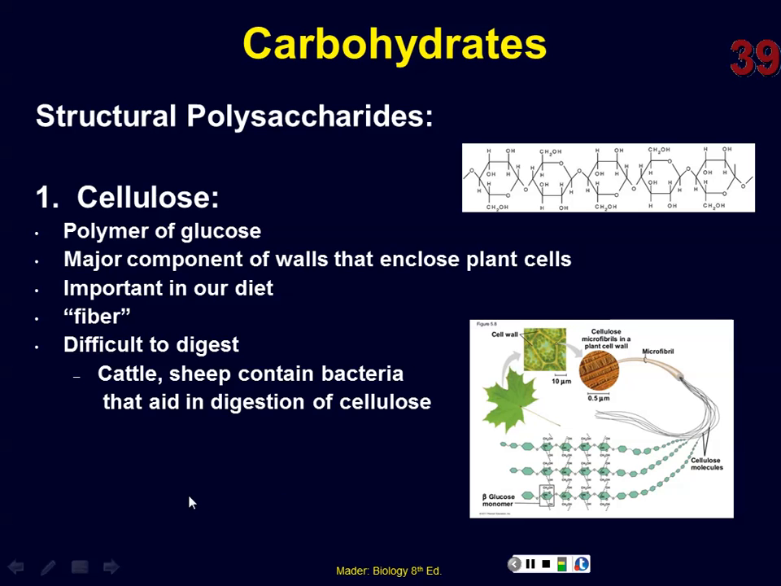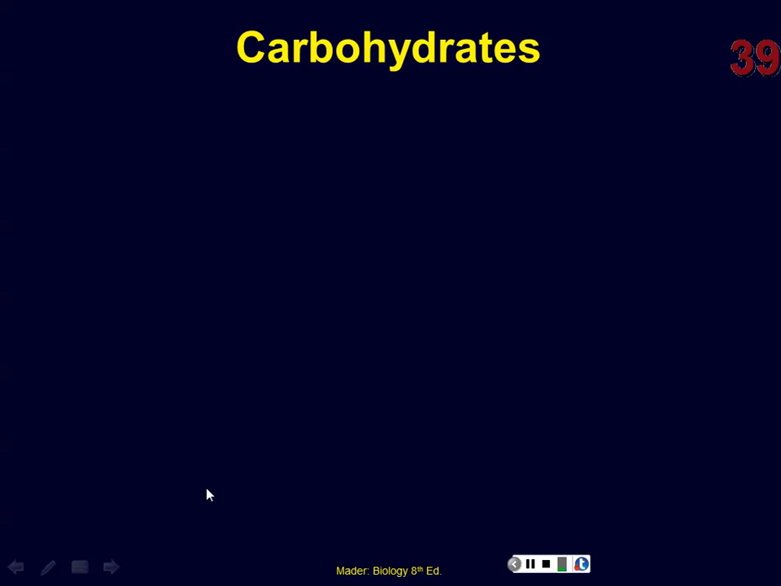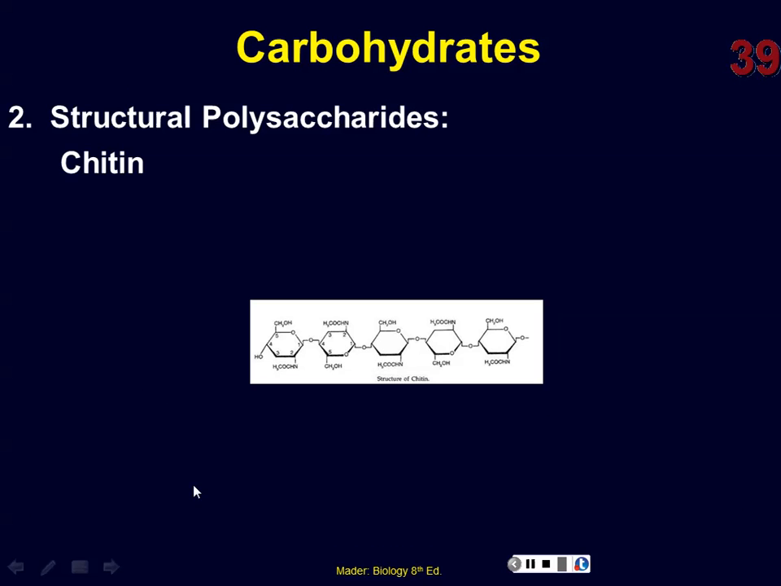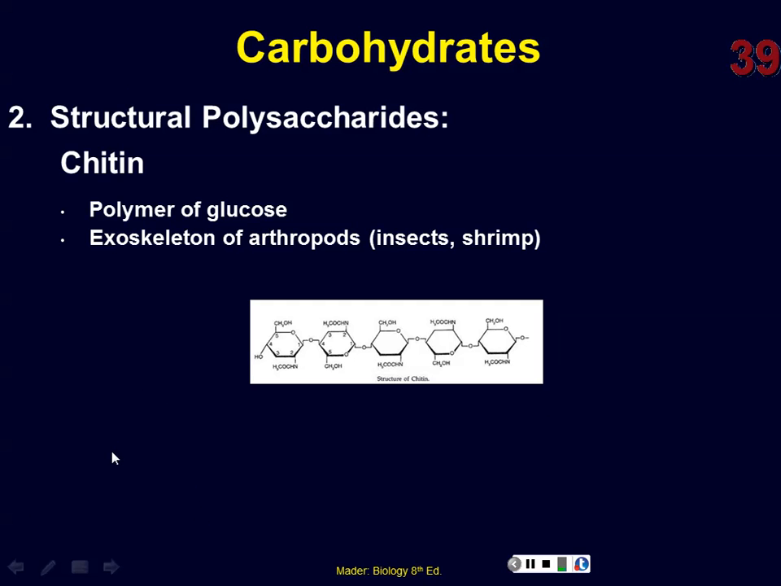Another structural polysaccharide that you may be familiar with is called chitin. Chitin, again, forms the structure of some organisms. It is a polymer of glucose. It's used in the exoskeleton of insects, crustaceans, the exoskeleton of things like roly-polies are crustaceans. They're crunchy. If you eat roly-polies, they're crunchy. If you eat insects, they're crunchy.